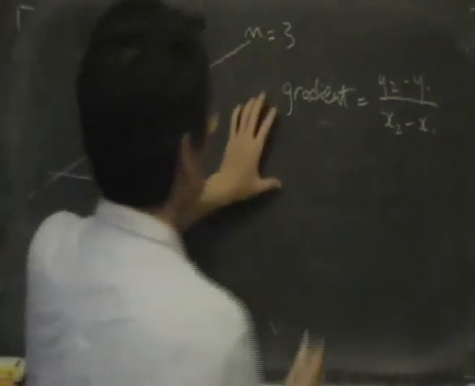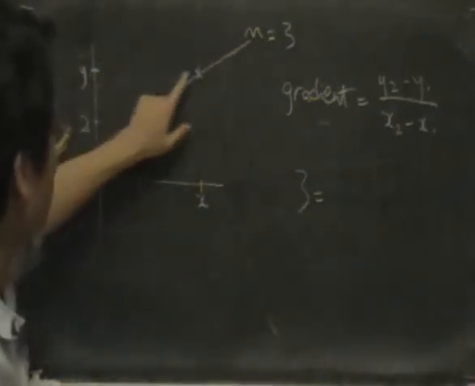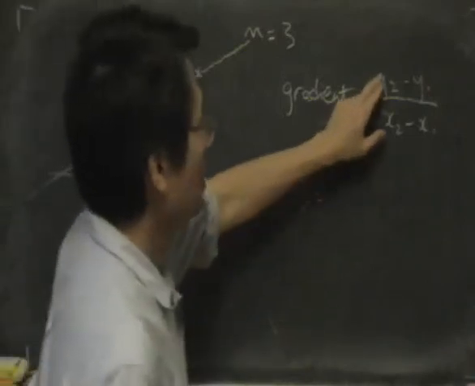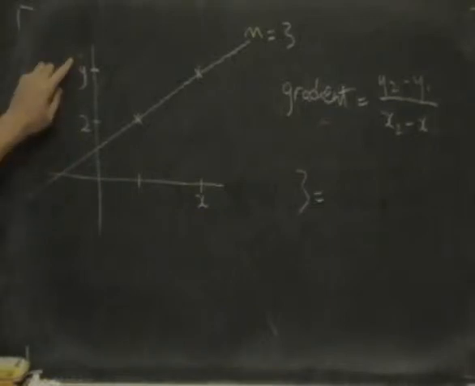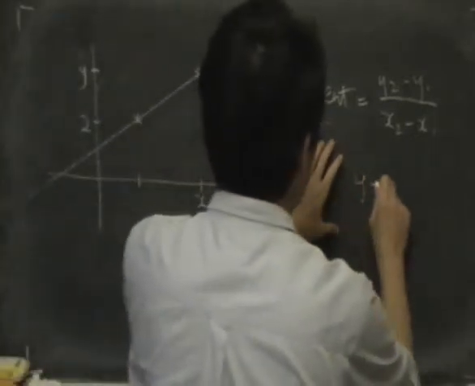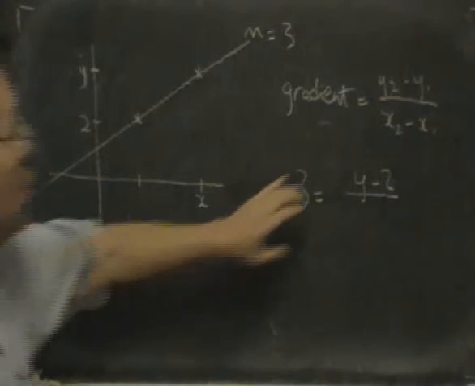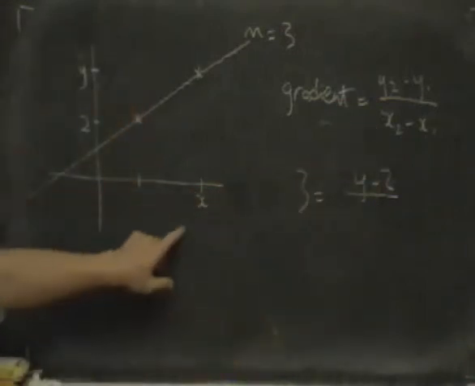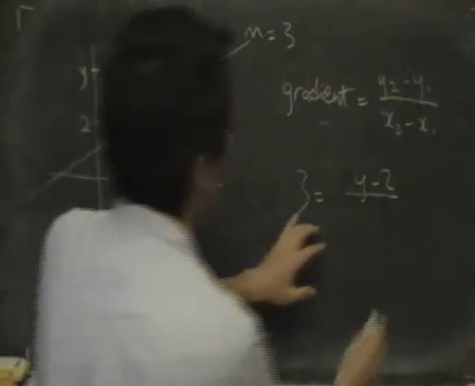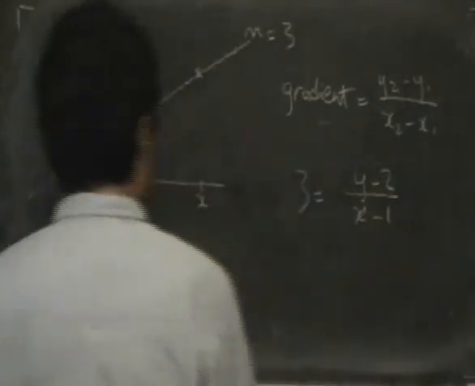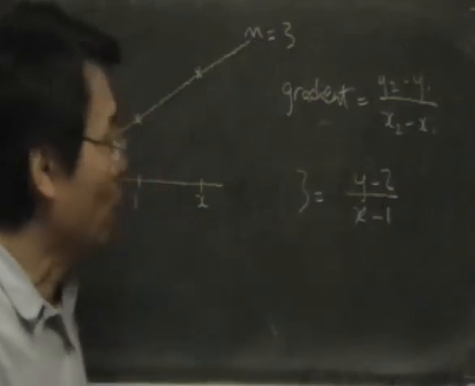So the gradient is 3. Now if I call that x2, y2, then I would have y2 minus y1 is y minus 2, and x2 minus x1, where x1 is 1, would be x minus 1. So there we have obtained an equation relating x and y.